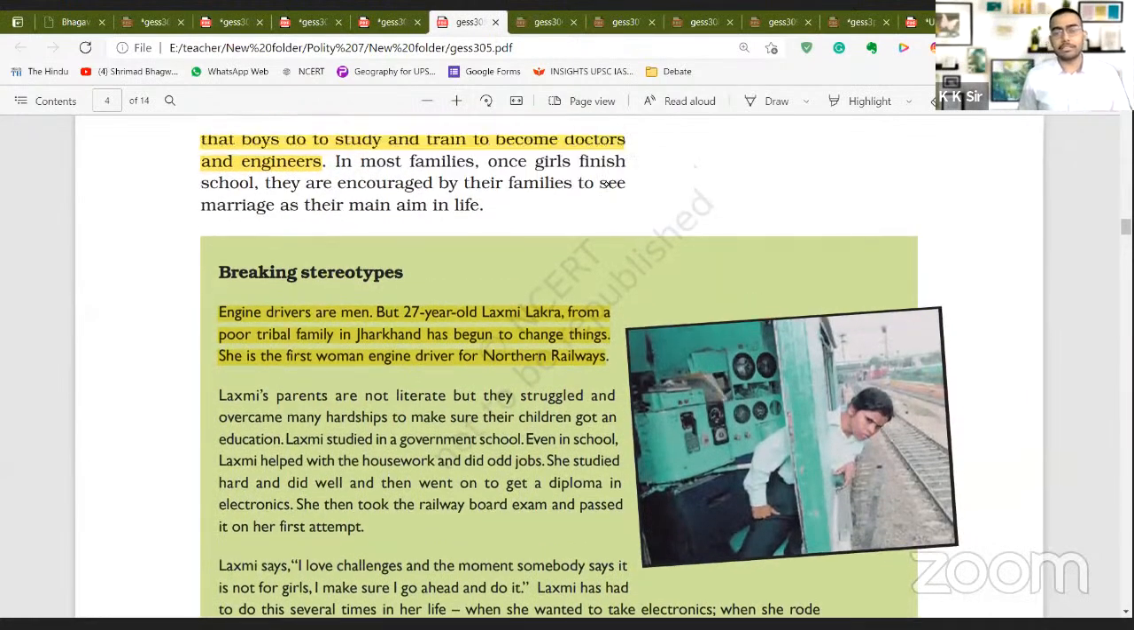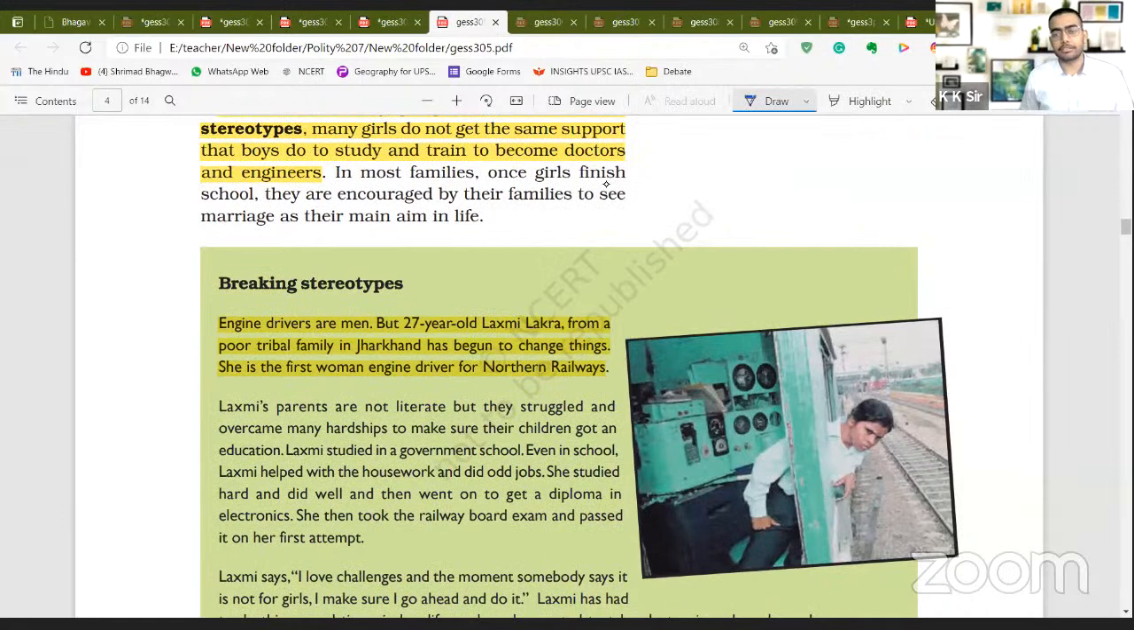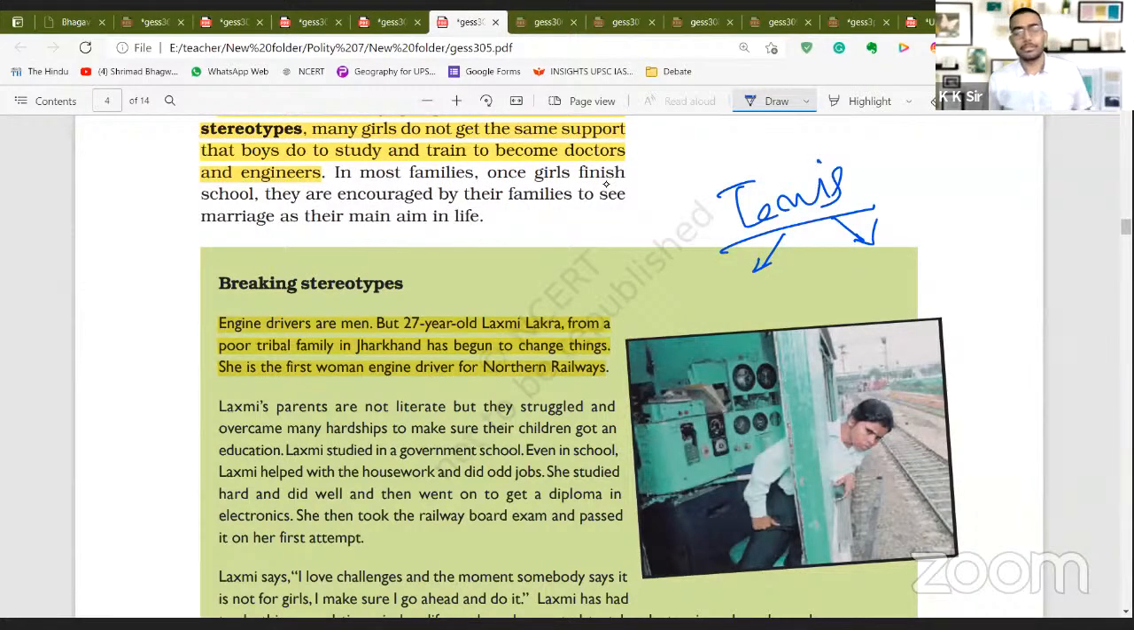A global example is tennis. Go and check the prize money for male Wimbledon and female Wimbledon.